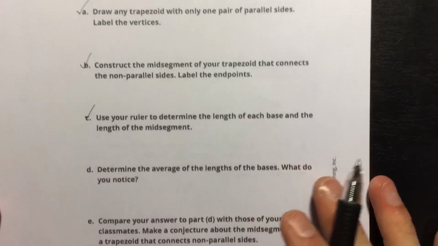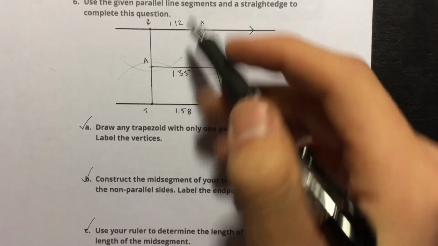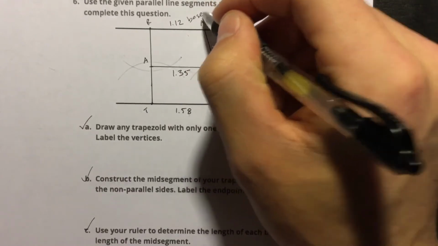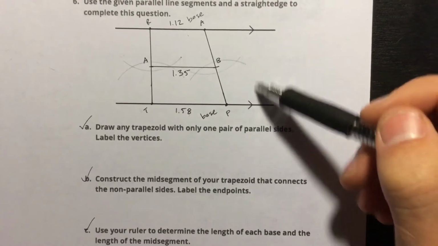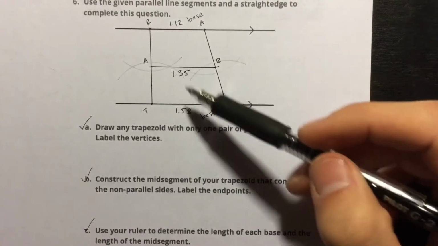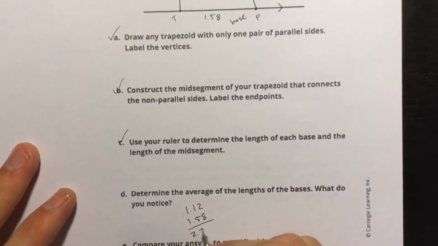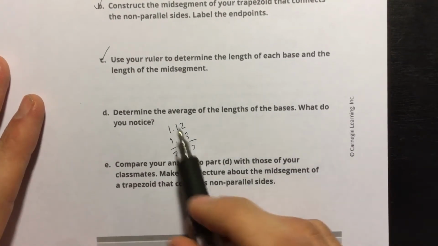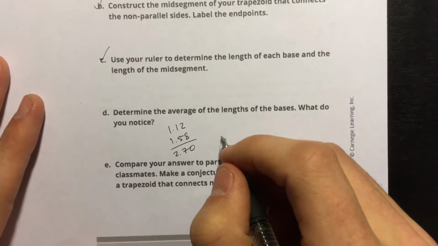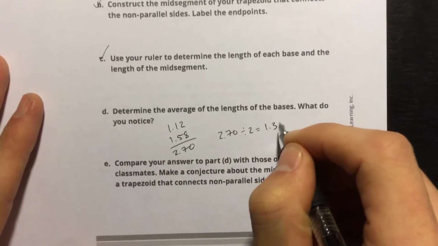D says determine the average of the lengths of the bases. What do you notice? So my base lengths, remember the bases of a trapezoid are the 2 sides that are parallel, and since they provided these parallel lines for us, I know that my top side and bottom side are going to be my bases. So I can add 1.12 with 1.58 to get 2.7, right? And then I want to take the average of those. So since I added up 2 numbers, I would divide 2.7 by 2, which is 1.35.